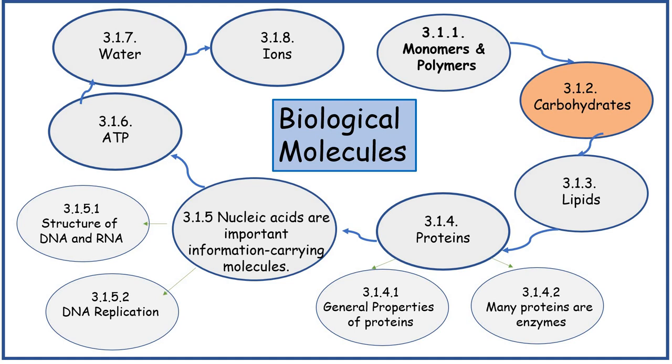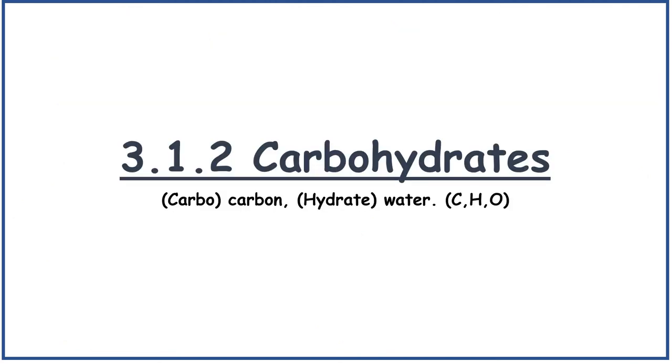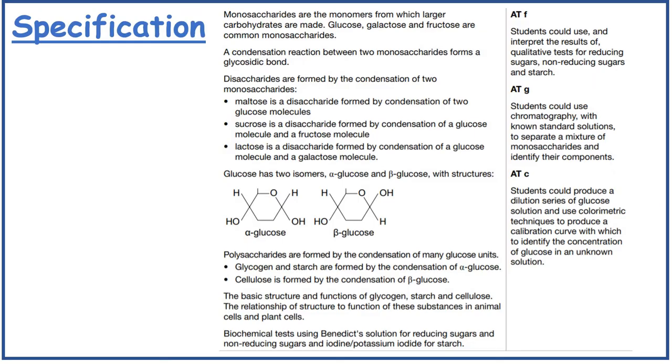So today we are looking at carbohydrates, topic 3.1.2, of the biological molecules topic. So first of all, carbohydrate. Where does that word stem from? Well, carbo comes from the word carbon and hydrate comes from the word water. So carbohydrates contain the elements carbon, hydrogen and oxygen. And here is a look at the AQA specification, the area that this applies to.